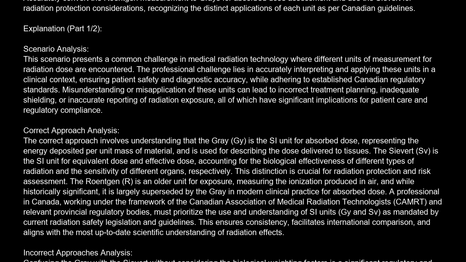Correct approach analysis. The correct approach involves understanding that the Gray (Gy) is the SI unit for absorbed dose, representing the energy deposited per unit mass of material, and is used for describing the dose delivered to tissues. The sievert (Sv) is the SI unit for equivalent dose and effective dose, accounting for the biological effectiveness of different types of radiation and the sensitivity of different organs, respectively. This distinction is crucial for radiation protection and risk assessment. The Roentgen (R) is an older unit for exposure, measuring the ionization produced in air, and while historically significant, it is largely superseded by the Gray in modern clinical practice for absorbed dose.